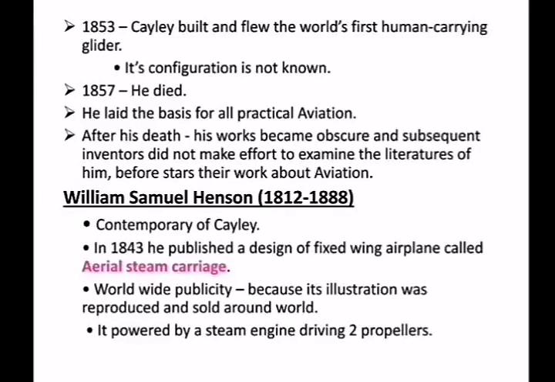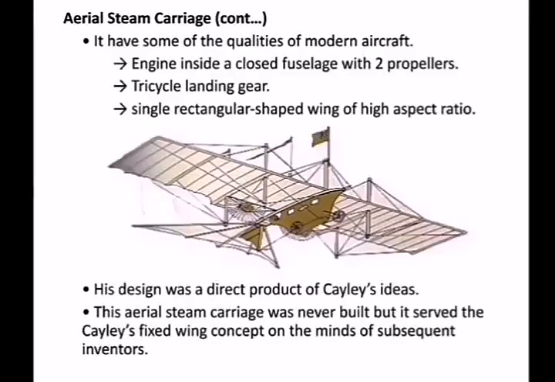This aerial steam carriage had a steam engine to produce thrust with two propellers. It had some qualities of modern aircraft, that is, an engine inside a closed fuselage with two propellers, and then a tricycle landing gear. Nowadays, most of our commercial aircraft have this tricycle landing gear, right? And then a single rectangular shaped wing of high aspect ratio. High aspect ratio wing means a long and narrow wing.